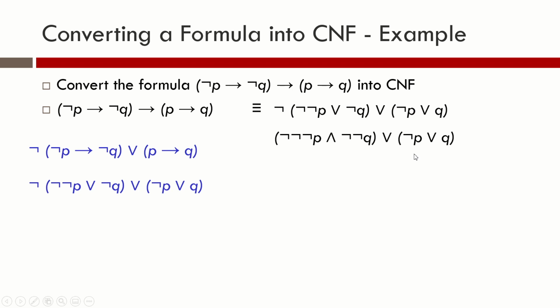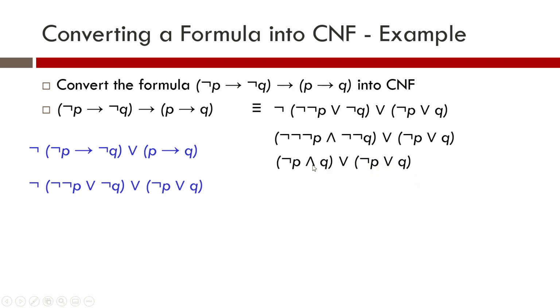The third step is to eliminate all double negations. See, here we have 3 negations and this is equivalent to negation P. Here we have 2 negations, which is equivalent to Q. So we eliminate the double negations and the formula becomes (negation P and Q) or (negation P or Q). Okay, is it over?